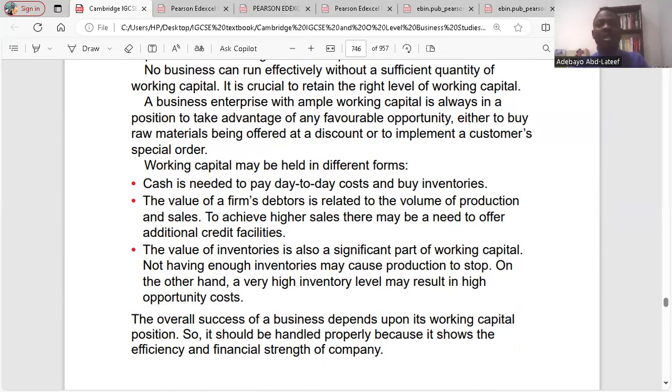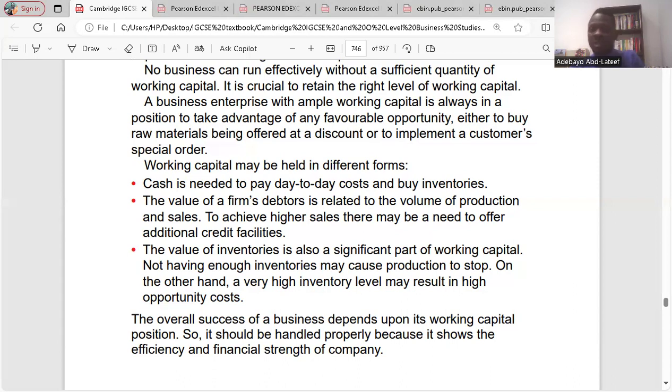That's the first point. Two, the value of a firm's debtors is related to the volume of production and sales. So to achieve higher sales, there may be a need to offer additional credit facility. So you need to produce more so that you can sell on credit to a lot of customers. Because as soon as the customer confirms that they are buying these things on credit from you, then you can count it as part of your cash. Do you get it? And for you to be able to do that, for you to increase your output, you need to have cash with you.